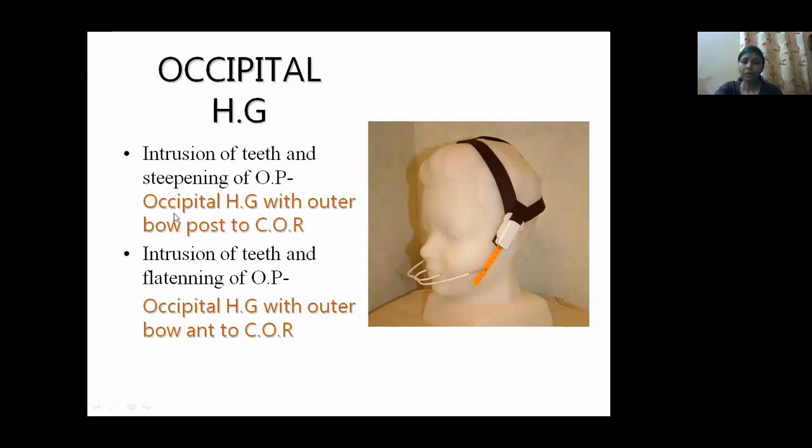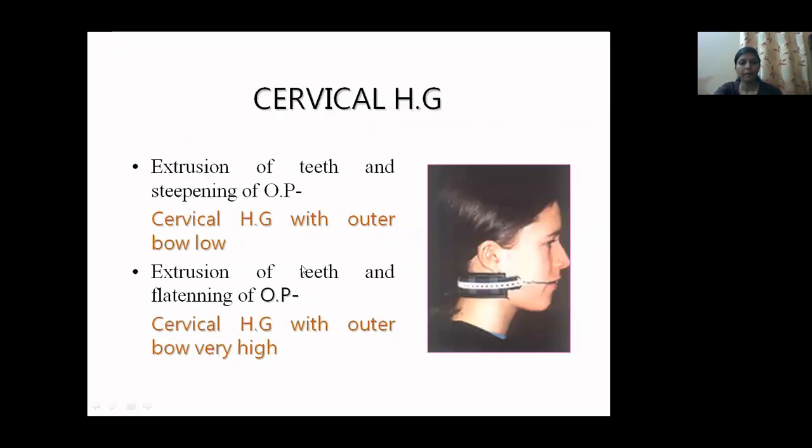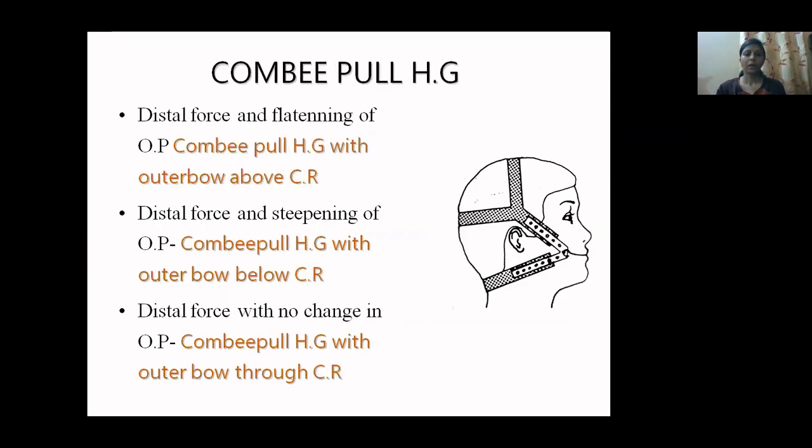So the occipital headgear with outer bow posterior to the center of resistance will create intrusion of teeth and steepening of occlusal plane, whereas an occipital headgear with outer bow anterior to the center of resistance will create intrusion of teeth and flattening of occlusal plane. Similarly, cervical headgear with the outer bow lower will produce extrusion of teeth and steepening of occlusal plane, whereas cervical headgear with the outer bow very high will produce extrusion of teeth and flattening of occlusal plane.